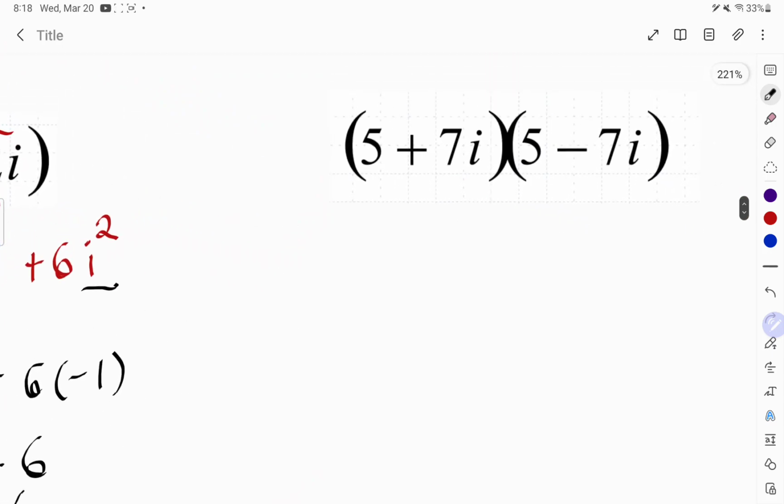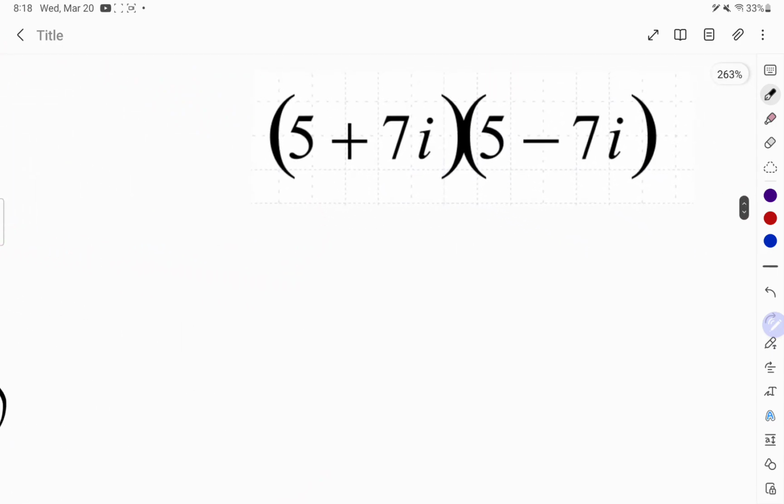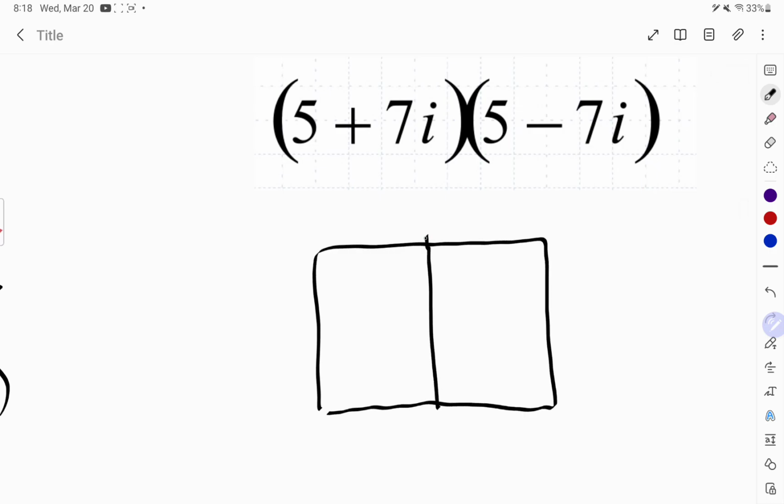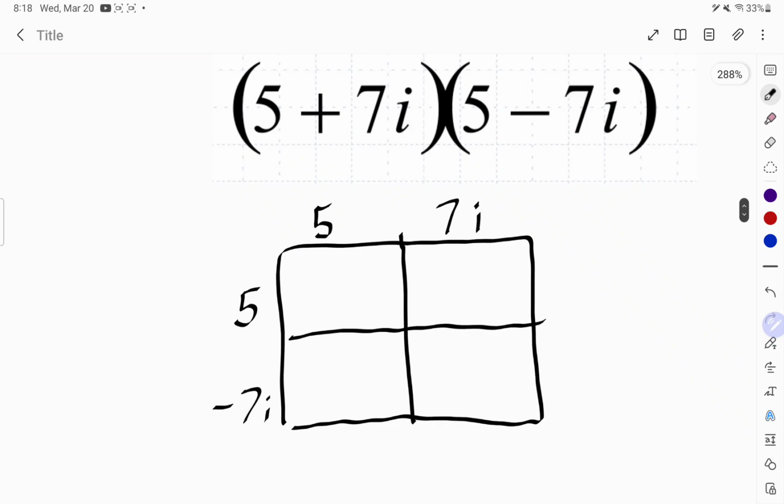Now let's go ahead and do the last one, which we're going to do using the box method. If we use the box method, we're going to have to get a 2x2. On the top, I'm going to put the first complex number, so it's going to be 5, and then it's going to be 7i. And on the second one, I'm going to put 5 and then -7i. Okay, all we have to do is fill out the boxes.